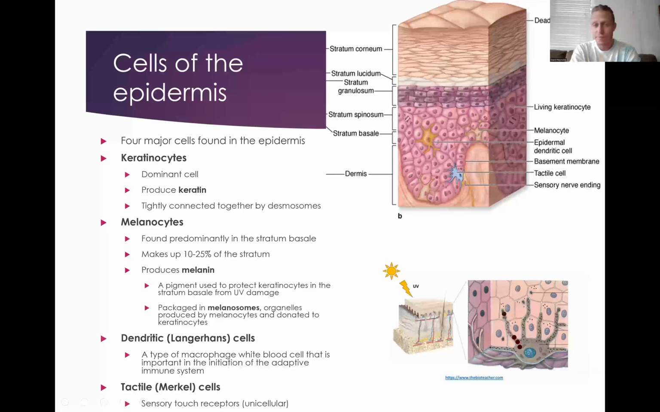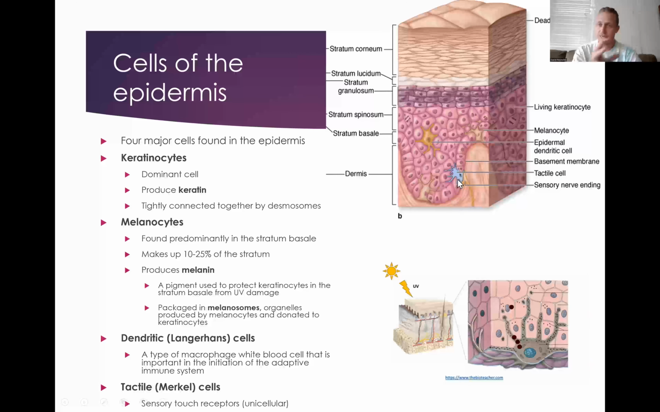That's not all we find there, though. We find other cells to a lesser degree. Another cell that we find there is melanocytes. Melanocytes are responsible for creating melanin. Melanin is that pigment that we create to kind of protect ourselves against UV radiation. So those are made by very specific cells, these melanocytes here.